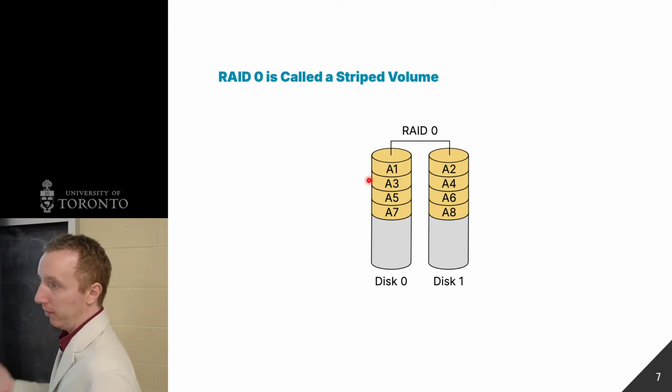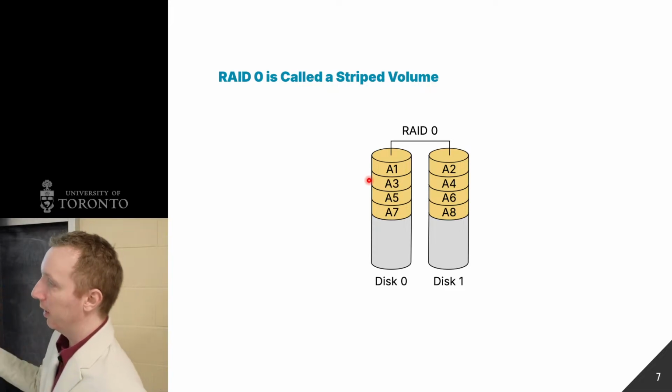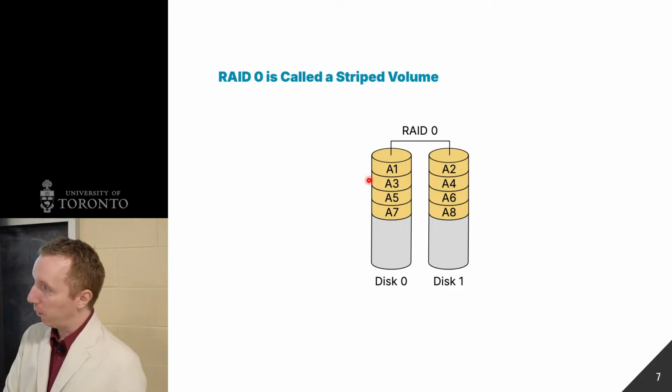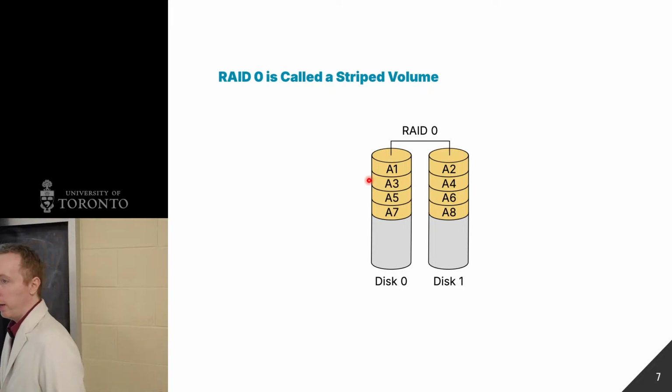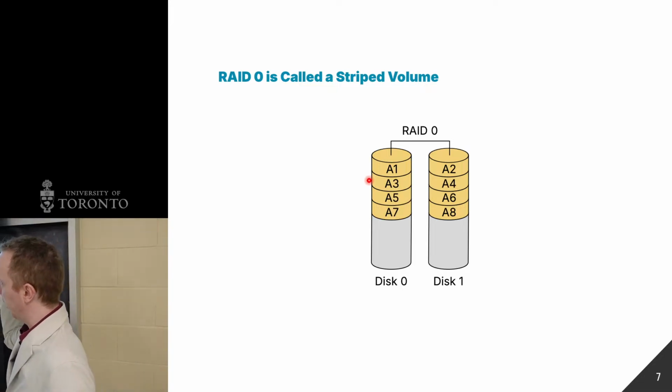Same for writing. Instead of writing all of the 8 chunks of the file to a single disk, I can instead write 4 to one, 4 to the other, and if I do it in parallel, it is 2 times faster than it was before. If I had 3 disks, I could divide it into thirds, and then I would go 3 times faster than before. 4 times, I could go 4 times faster for both reads and writes.